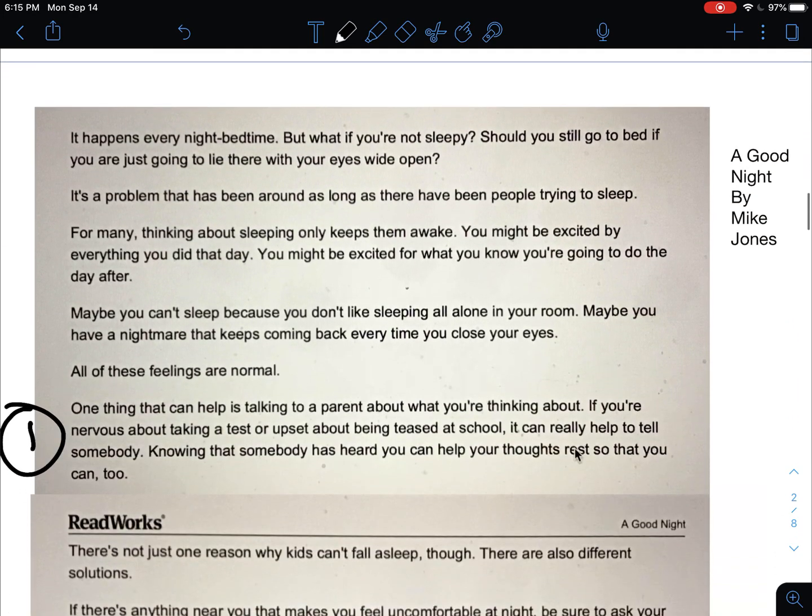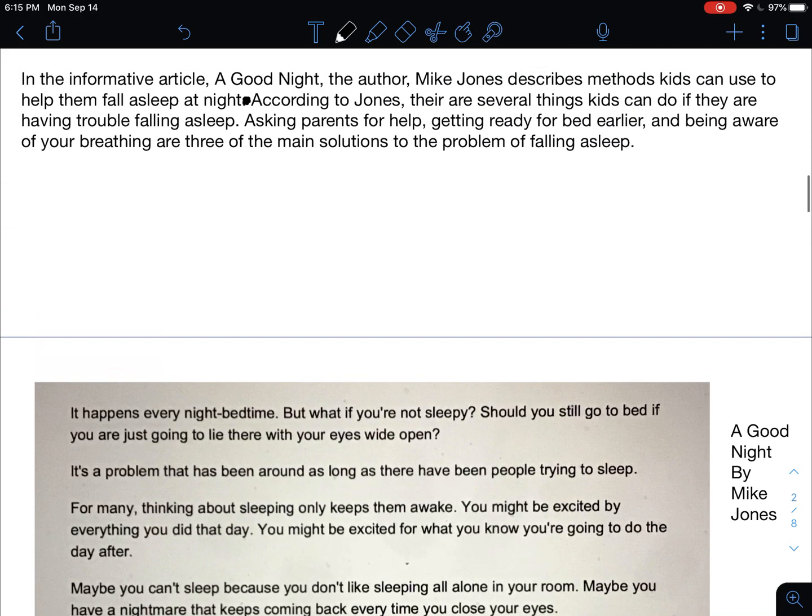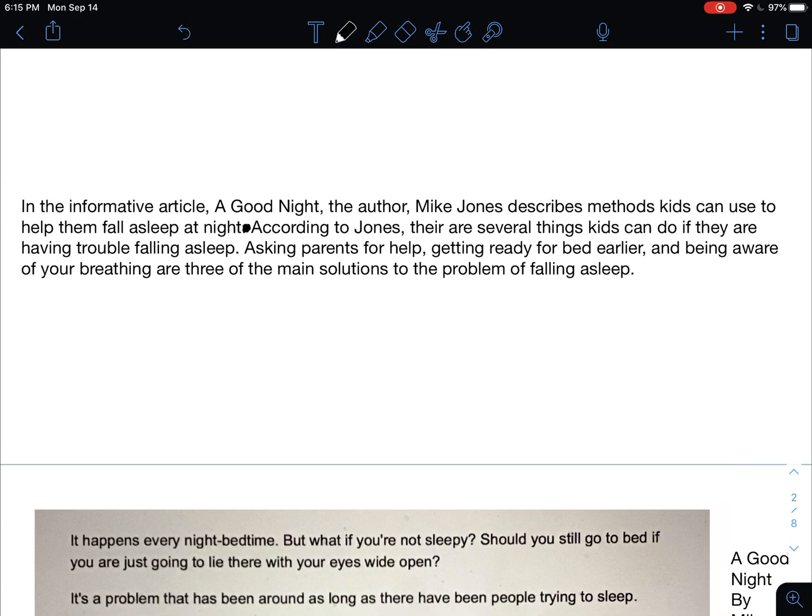So I'm just going to list those ideas in my projected plan. So here's my projected plan. It starts right here. I like to list them first at the beginning of my sentence, but you could do it any way that's comfortable for you. So I put asking parents for help, getting ready for bed earlier, and being aware of your breathing are 3 of the main solutions to the problem of falling asleep.